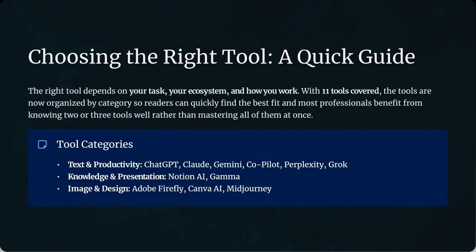If you're in Microsoft 365 all day, Copilot is a natural fit. If you live in Google Workspace, Gemini integrates seamlessly. And if research with verified sources is central to your work, Perplexity belongs in your toolkit. The most effective AI users don't pick one tool and use it for everything. They build a small, curated set of tools that match their specific workflows.